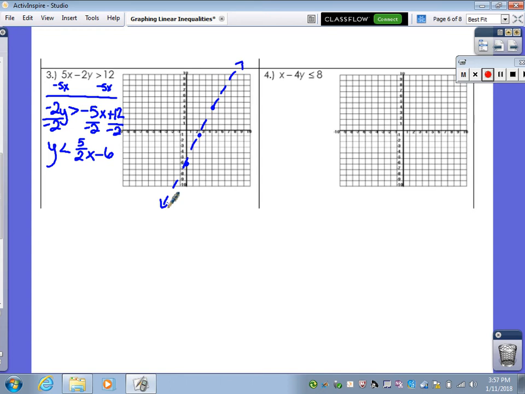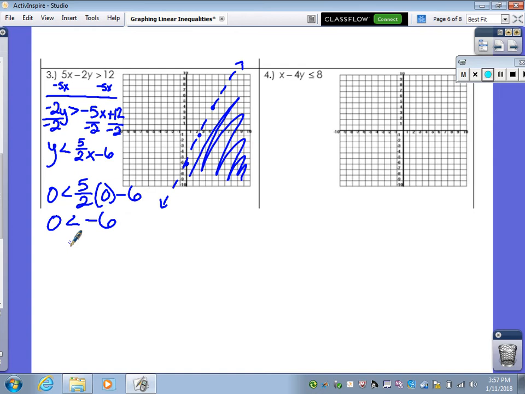Still has arrows. Now to figure out if you shade above or below, use your slope-intercept form of this inequality. So it's a less than. I'm going to shade below the line. If you need your test point, stick with the origin if you want to make it easy. 0 is not less than -6, so since the origin is here, I need to shade the other area. If your line ever goes through the origin, you would need to pick a different test point, because that won't work.